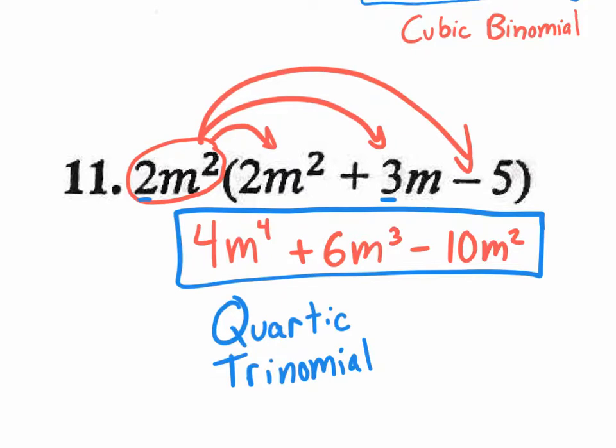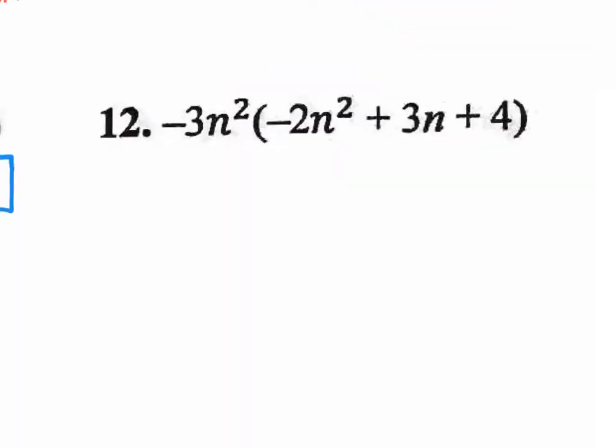Let's jump around to another one. Number 12 looks fun. Let's distribute. We have a negative 3n squared times a negative 2n squared. Well, a negative times a negative is a positive, and 3 times 2 is 6. And then n squared times n squared, you add the exponents, that'll be n to the fourth.